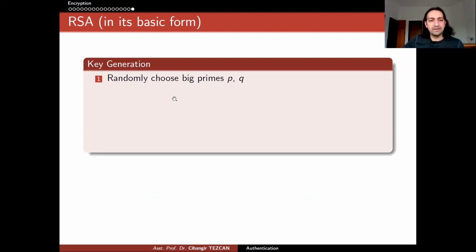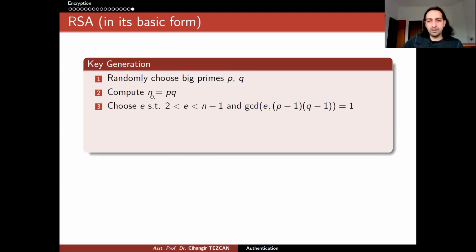So here we start with key generation. We first randomly choose very big primes p and q. There are good algorithms to check if these numbers are prime or not. Then you multiply these two primes and obtain the number n. This will be a public value. And then you choose a number e, which is smaller than this value n.